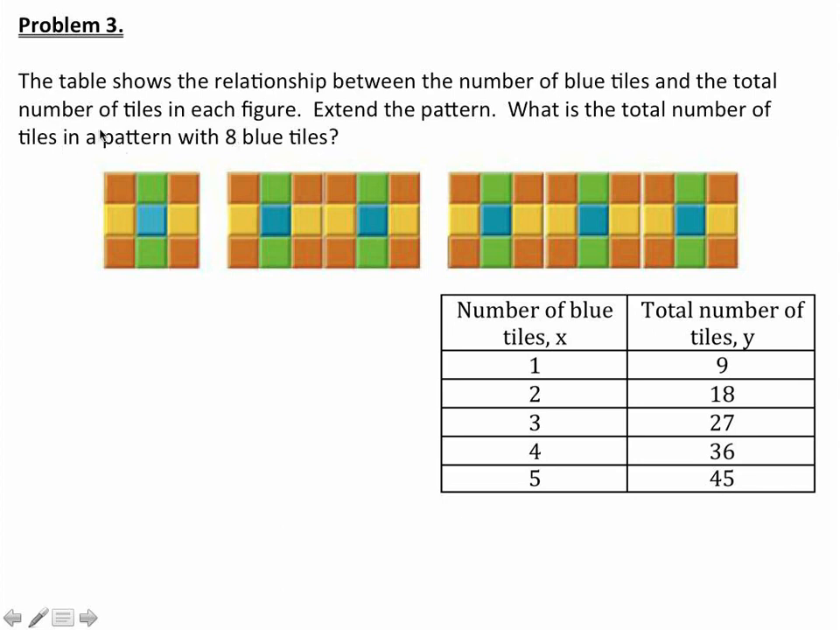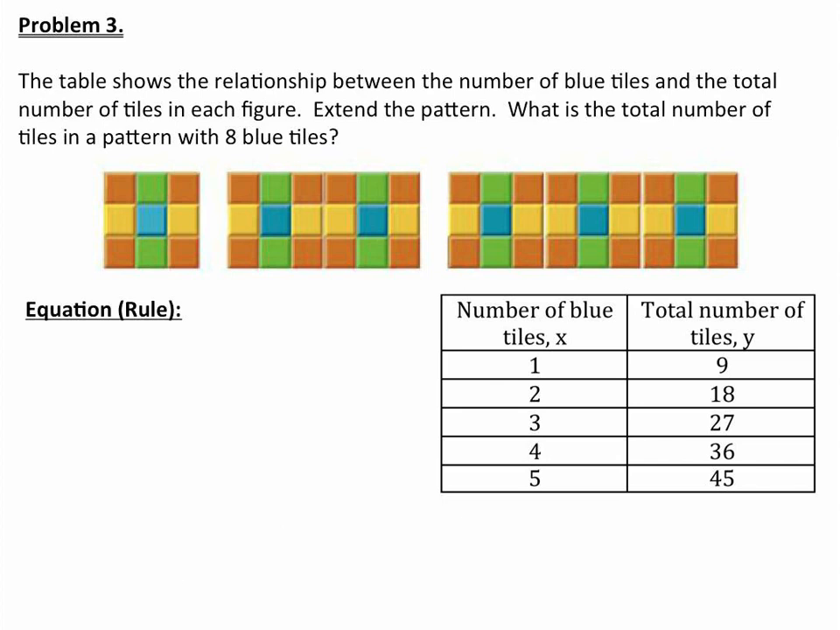So here's the first picture. There's 1 blue in this picture, and there are 9 total. So 1 blue, 9 total. In this picture here, there are 2 blues, and there are 18 total. This picture here, there's 3 blues, there's 27 total. Okay? So I got a nice little table there.